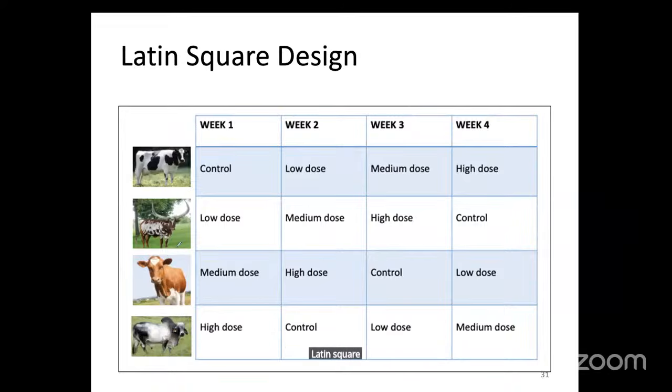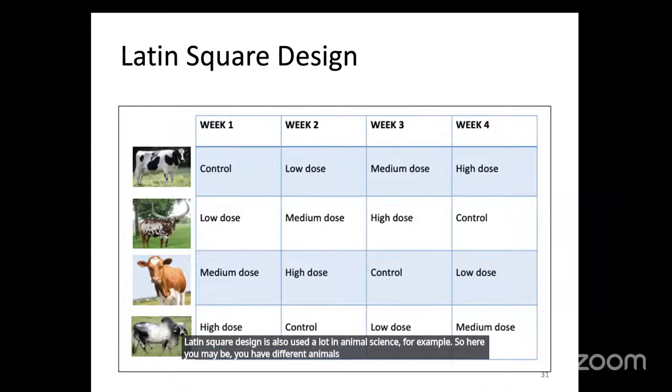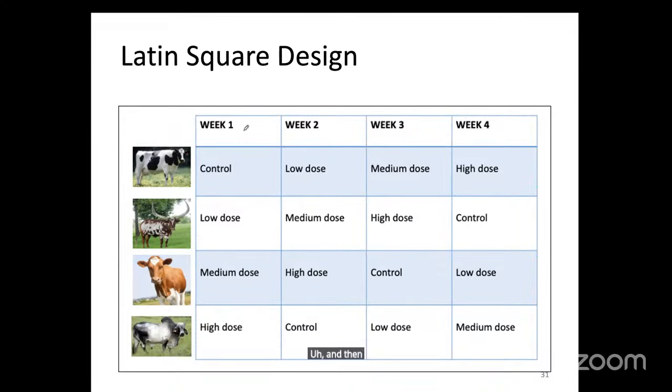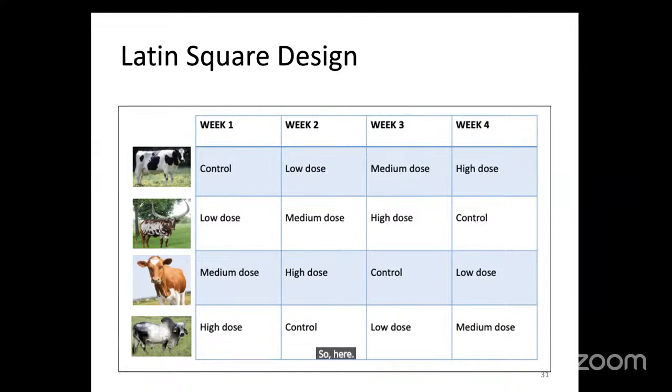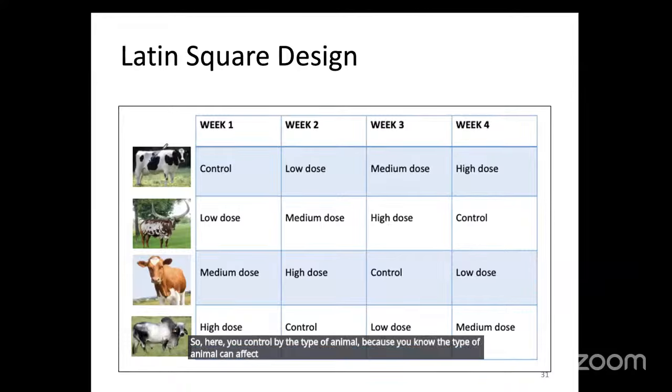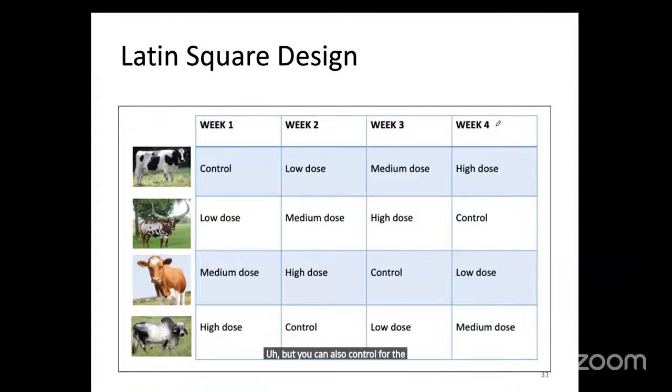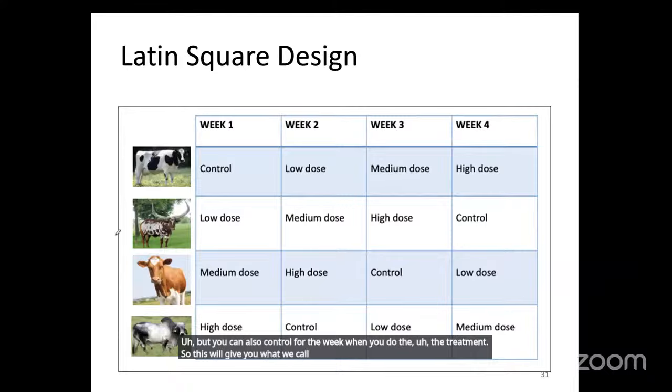Latin square design is also used a lot in animal science, for example. Here you have different animals, the type of animal 1, A, B, C, and D. And then you also have different periods in which you want to give the drugs, for example. So here you control by the type of animal, because you know the type of animal can affect the response. But you can also control for the week when you do the treatment. So this will give you what we call a Latin square design.